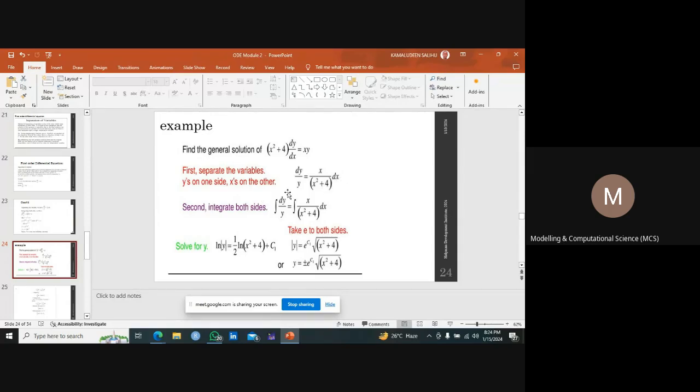So integrating both sides, just like what we did earlier, you have it to be ln of y equals 1 over 2 ln of x squared plus 4, plus constant of the integrations. So just like what we explained earlier, when you take the exponential of both sides, you have your ln to be gone. Then you have absolute value of y to be equals to exponential.